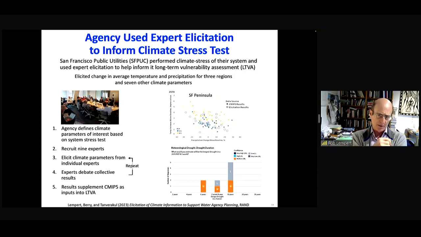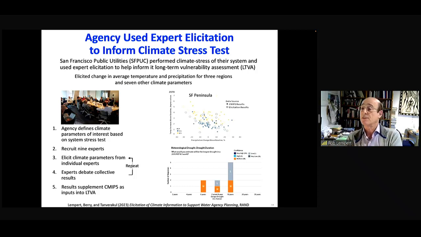So this is the San Francisco Public Utilities Commission performing climate stress tests of their system as part of their long-term vulnerability assessment. They used the CMIP-5 ensemble, which was the one available when they were doing this. But then we also did this expert elicitation where, based on the stress test, the agency identified a variety of factors that would be potentially relevant to their decisions, but for whatever set of reasons, not covered sufficiently well in the CMIP-5 ensemble. We recruited a number of climate scientists and did an iterative Delphi process based on very specific questions the agency had put together.